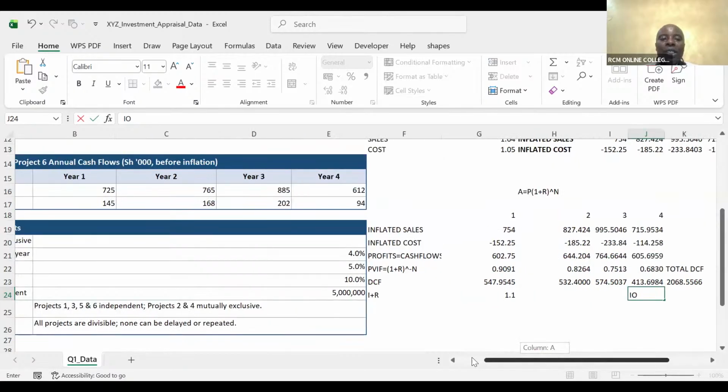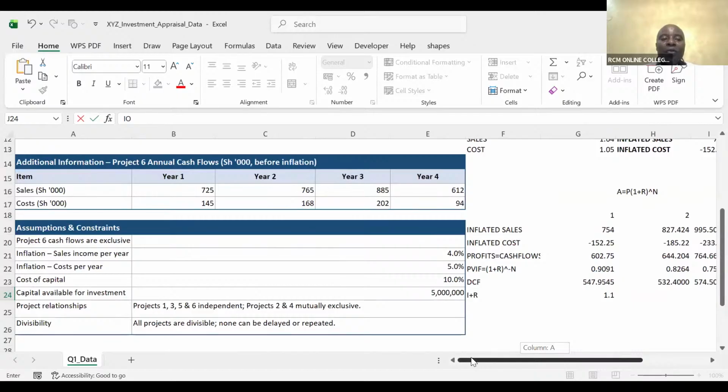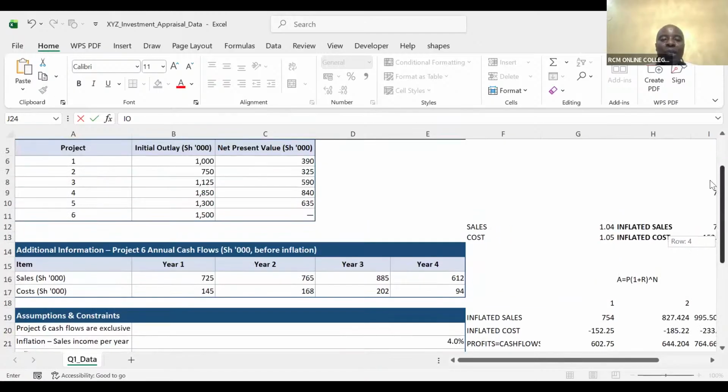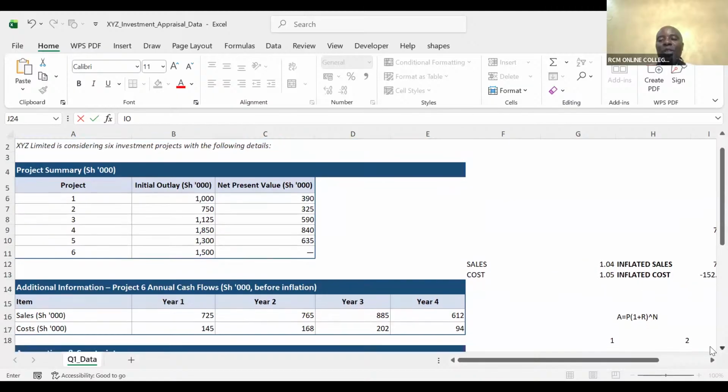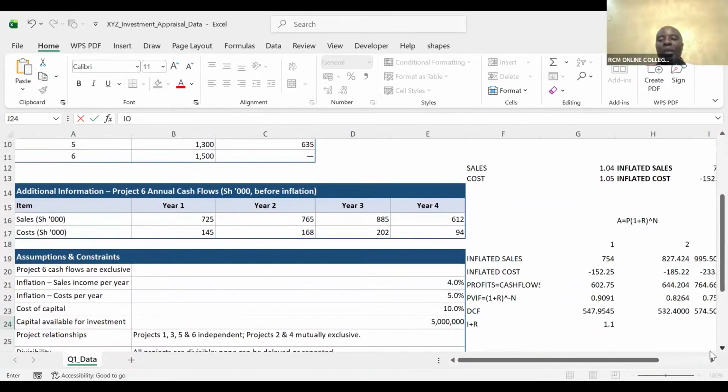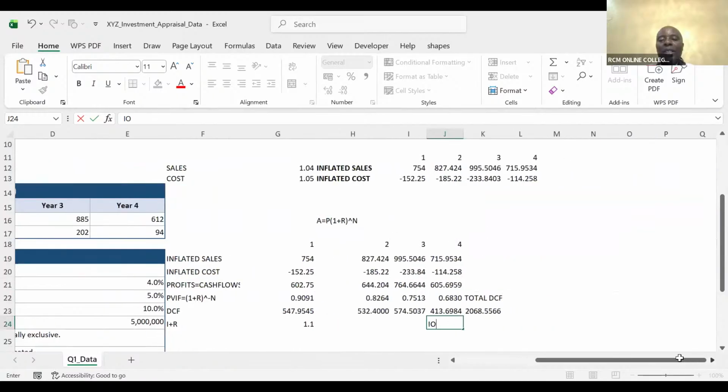Oh, yes, for project 6, they gave us the initial outlay. How much? It is somewhere there. They told us how much we need to be able to build up. For project 6, you can see the initial outlay is 1,500 in thousands. Our figures are also in thousands. So we are so happy. Our initial outlay is 1,500.